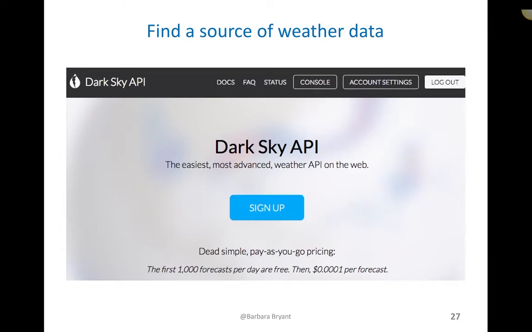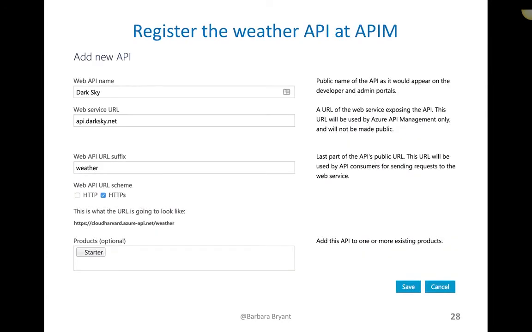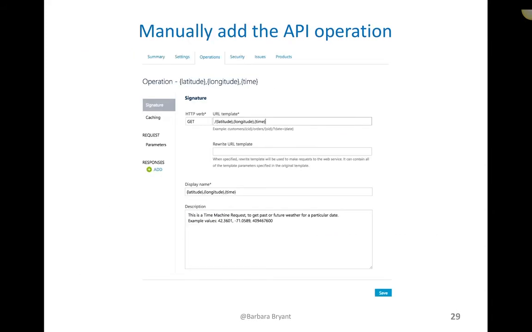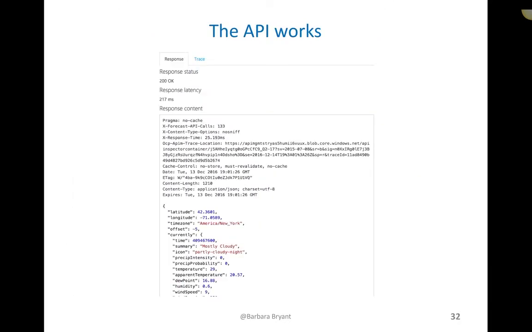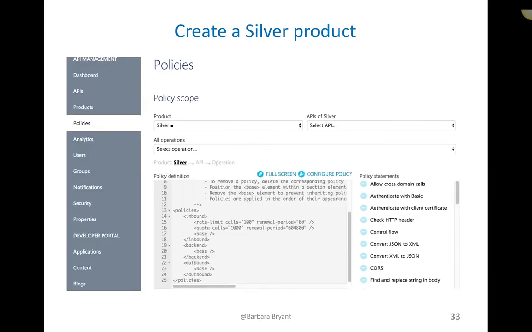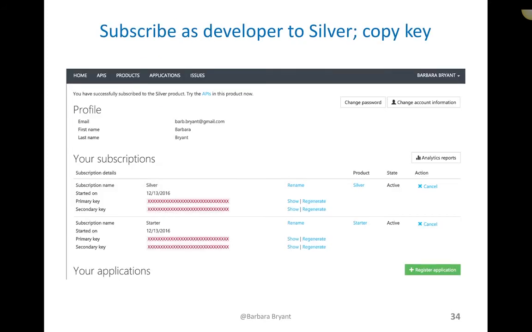So now I wanted to get on to actually developing the weather app. I'm pulling data from the Dark Sky API. I registered that API with Azure, and I did not find a Swagger definition, so I manually added the API operation after reading the Dark Sky documentation. I confirmed that it works through the awesome Azure API Management tool, tested it, it's fine, I get an answer back with data information. I then created a different product that allowed an intermediate level of number of calls per unit time.